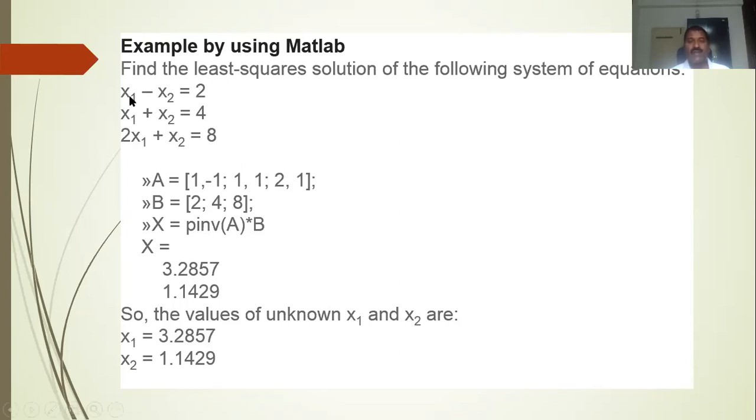Here is a system: x1 minus x2 equal to 2 and so on. This is how we write it, this is the code. This is how we represent a matrix in MATLAB, this is my b, and x, my solution vector, is stored here. So pinv of A into b, and this is my solution vector. That gives me the solution in the least square perspective, right?